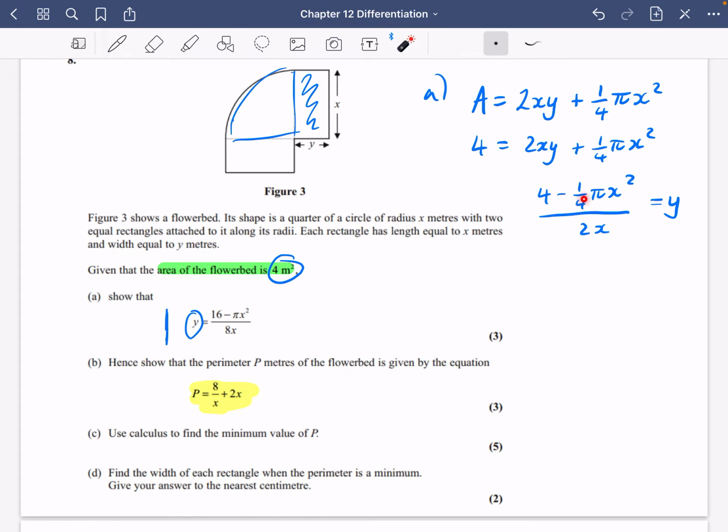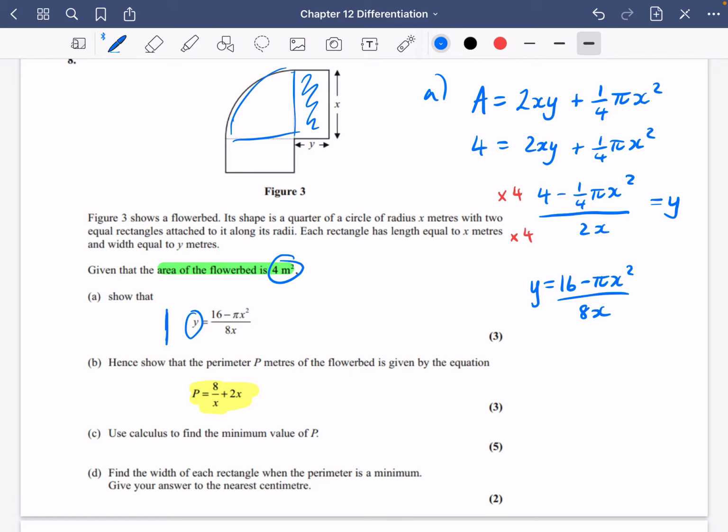There's no fraction here. This is a 16 and not a 4, and this is an 8x and not a 2x. So you can just use your knowledge of fractions. You can multiply everything on the top by 4, and as long as you do the same to the bottom, it's going to stay completely the same. So y is going to be equal to 16 minus pi x squared over 8x, just as they wanted you to do for that bit.